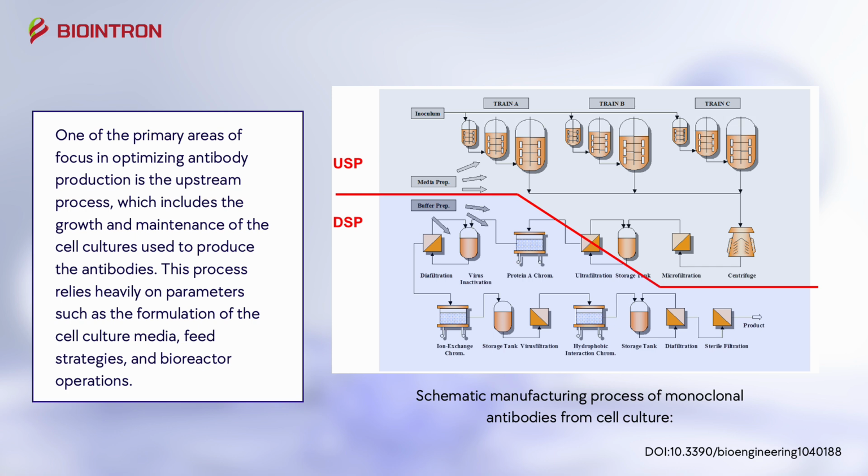One of the primary areas of focus in optimizing antibody production is the upstream process, which includes the growth and maintenance of cell cultures used to produce the antibodies. This process relies heavily on parameters such as the formulation of cell culture media, feed strategies, and bioreactor operations. On the right is a schematic of the manufacturing process of monoclonal antibodies from cell culture.